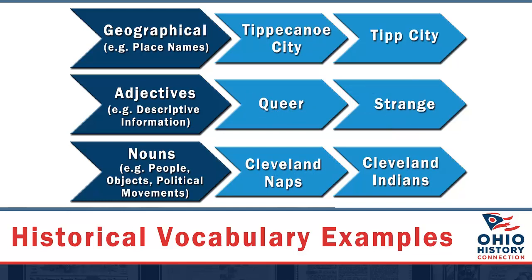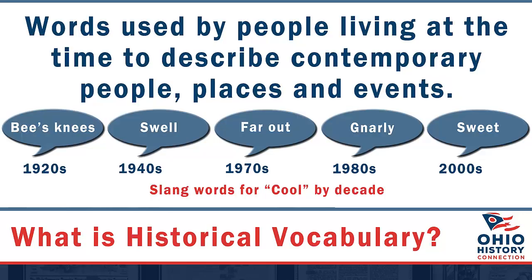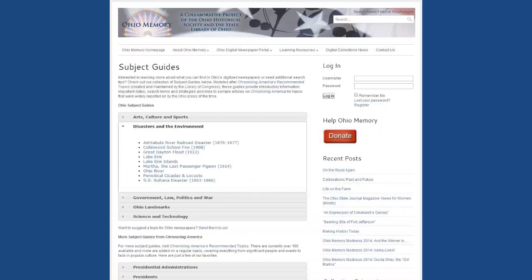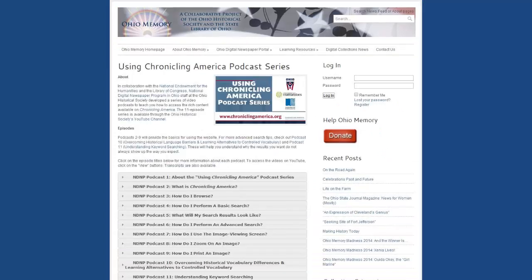I hope this demonstration was helpful, and that now you understand the concept of historical vocabulary, and that these tips can aid you in future searches. Chronicling America is freely available, and more newspapers are added on a regular basis. Visit the Ohio Digital Newspaper portal to view additional resources such as subject guides and the Using Chronicling America podcast series.